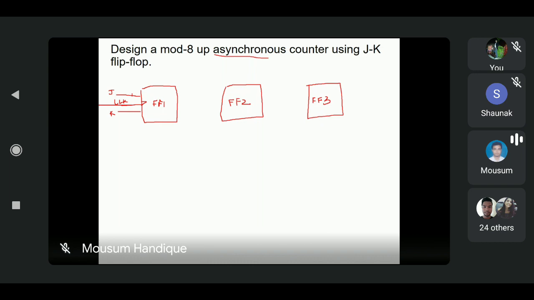So what happened here? All the clock signals we are connecting. So this one is what? This one is J, and this one is also J. And K, we are connecting here also, and here also.